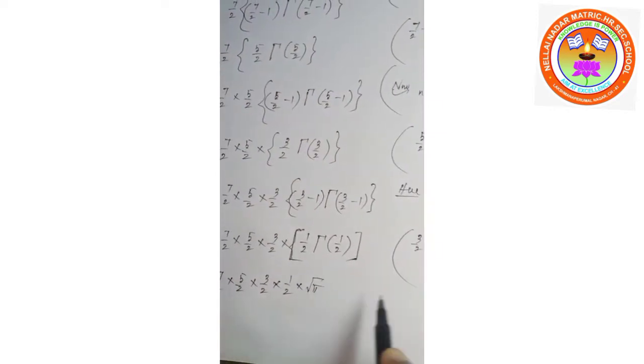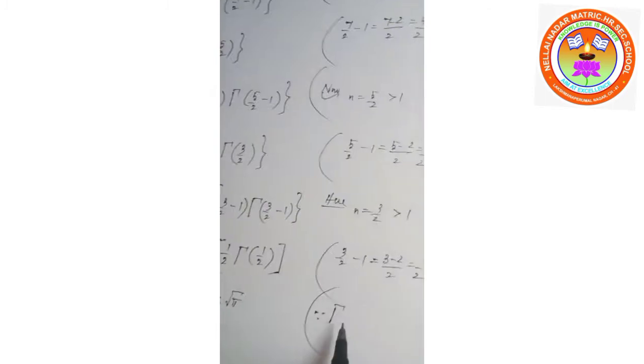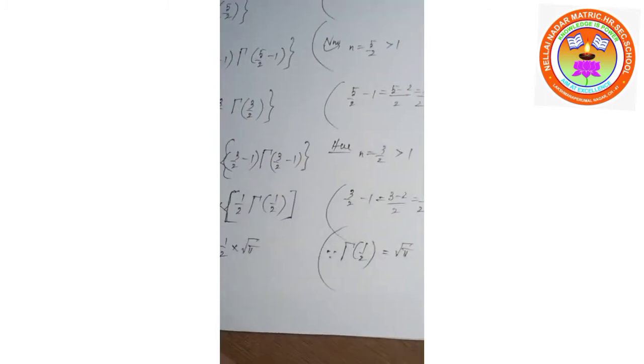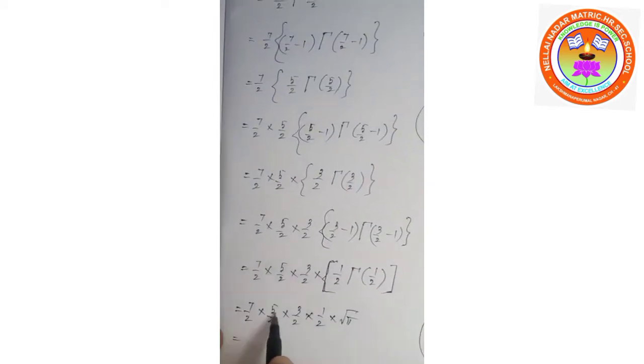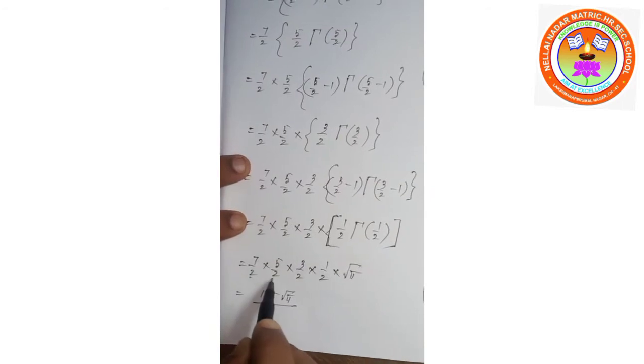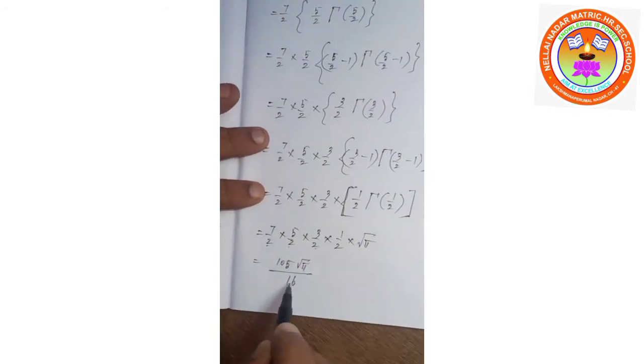Here, what is the value? Root pi. So this can be replaced by root pi, since gamma half equals root pi. Then we have to simplify. 7 5s are 35. 35 3s are 105 into root pi divided by 2 2s are 4, 4 2s are 8, 8 2s are 16. So problem number 1, subdivision 2 is over. I'll be teaching the third subdivision in the next video.